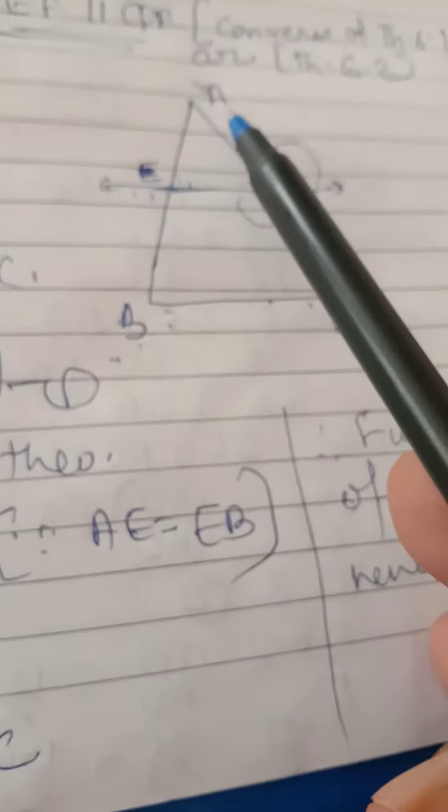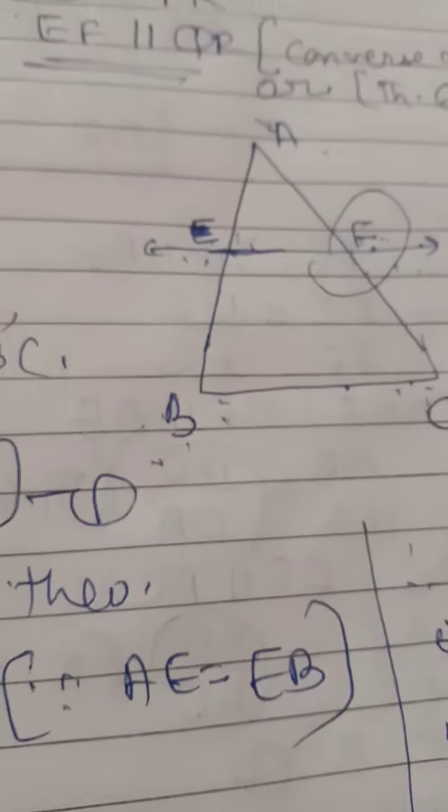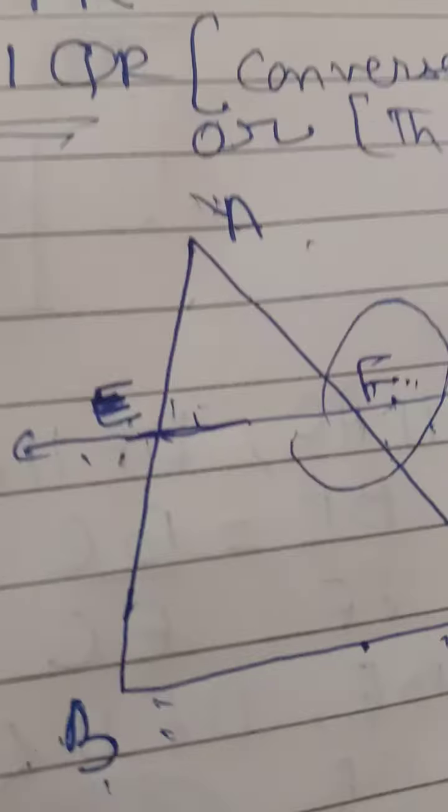Clear? So in this way we have proved that if E is the midpoint of AB, then F is also midpoint of AC. So dear students, the remaining questions I will do in the next segment. Okay? And question number 6 will be your assignment.